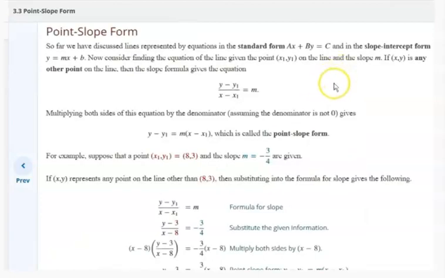Once again, they're reviewing a couple of things. Up over here, there's standard form. There's slope-intercept form. There's the formula for slope. And now they're introducing, officially, since we've seen it a couple of times already, the point slope form, where you have one point and you have the slope.